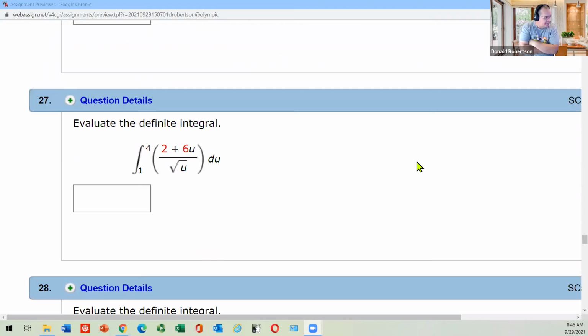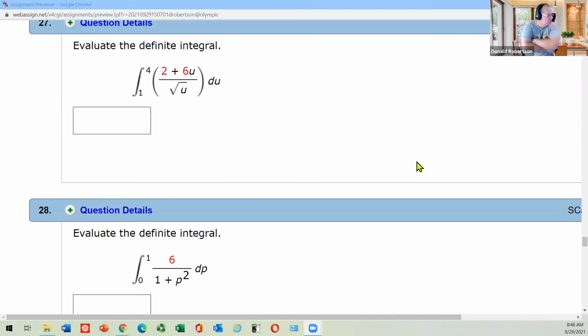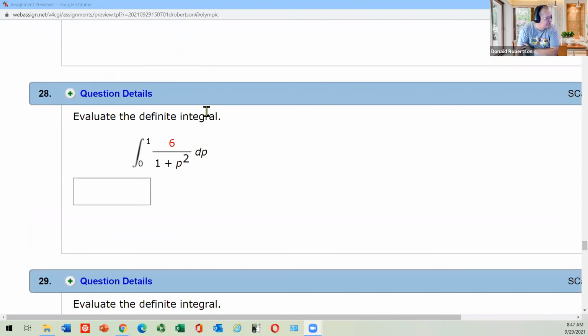Okay, what about 27? Don't think we actually did a 27, so that's kind of cool. What method would you use to do 27? I would multiply 2 and 6u by u to the -1/2. And it works really good if you do that, trust me. You end up with power rules with fractions, but that's it. Would you agree that's just 6 times the inverse tan of b? Nothing to do with that one.